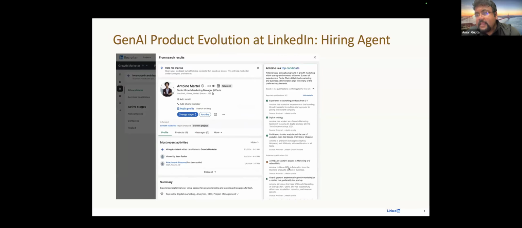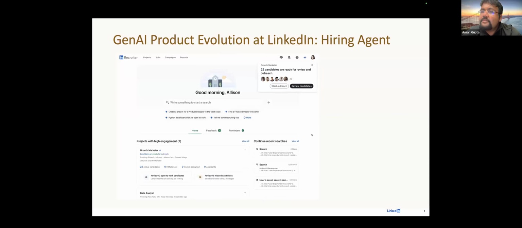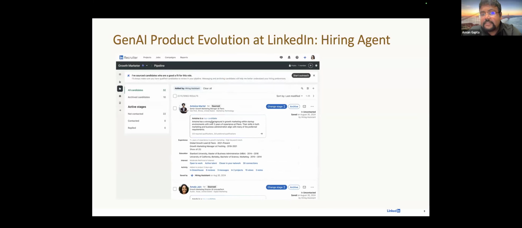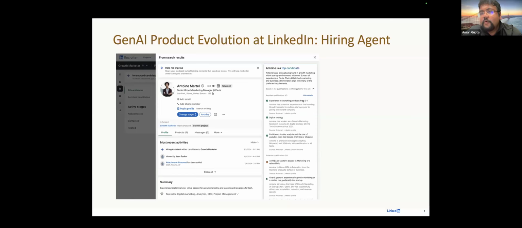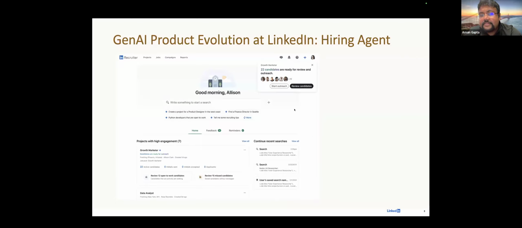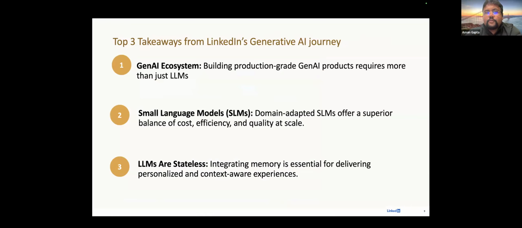And as we speak, LinkedIn is building and deploying agents for other workflows as well. I'm not allowed to talk about some of them for confidentiality reasons. But TLDR is we are betting big both on LLMs and hiring agents, and agents in general, where hiring agent is an example. So these three takeaways, they're not super relevant to today's tutorial, but I still wanted to highlight them, is that Gen AI ecosystem, when you're building something which is based on LLMs, it requires a lot more than just LLMs. You need a whole ecosystem around them.